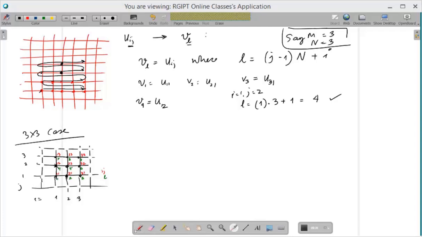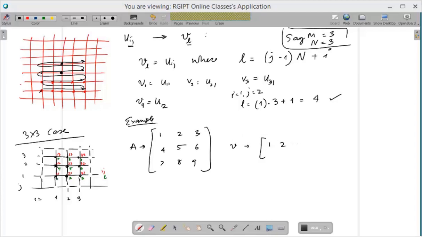Okay, so let me give you an example. Let's say I have a matrix given by 1, 2, 3, 4, 5, 6, 7, 8, 9. This is a matrix A. I'm going to rewrite this as 1, 2, 3, 4, 5, 6, 7, 8, 9. I'm going to represent the same data in a different format. That's all.